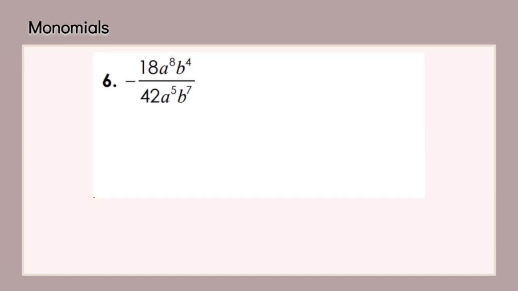All right, for number 6, we're just going to simplify a piece at a time. So when we look at our coefficients, first of all, we have this negative. It's not going anywhere. 18 over 42 reduces to 3/7. And I usually like to work with as few fractions as possible, so I'm going to keep the 3/7 as a coefficient at first. So a to the 8th over a to the 5th would give us a to the 3rd. And then b to the 4th over b to the 7th would give us b to the negative 3rd.